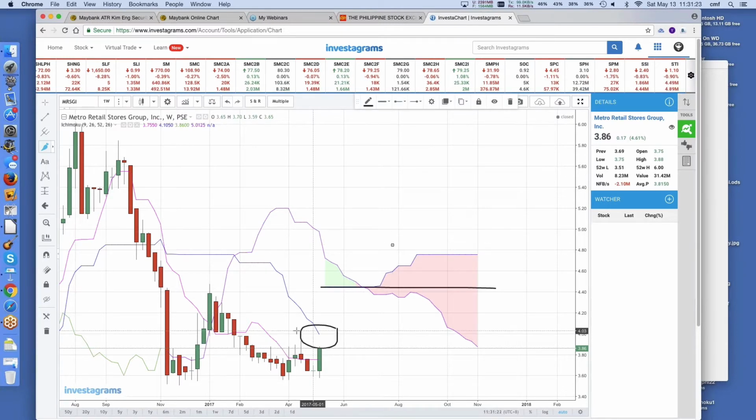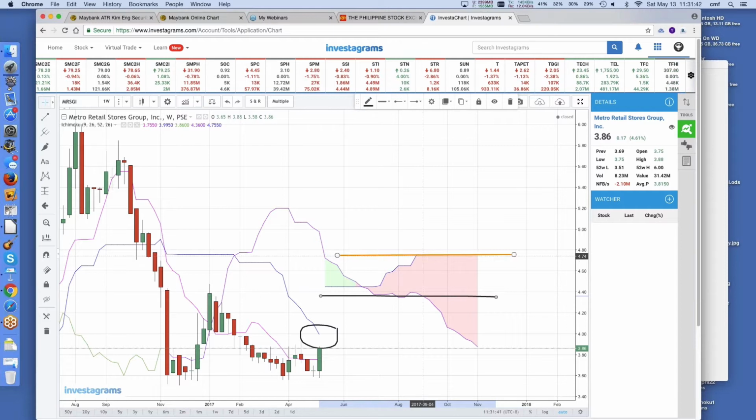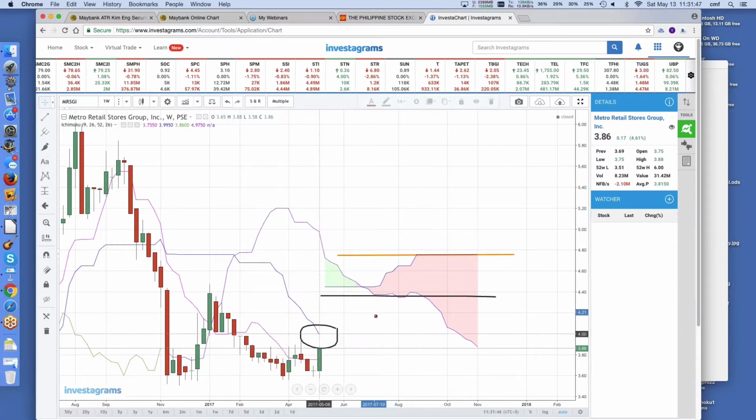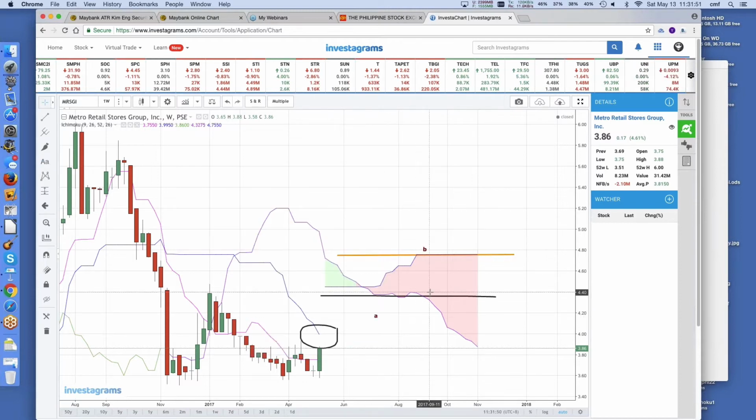So if you break above this Kijun-sen, which is a strong resistance, your next target is the Senkou B. Senkou B is at 444. If that breaks, your next target is the Senkou A. This is A, Senkou B. The colors are very confusing. This is B. First target is 439. Second target is 480.